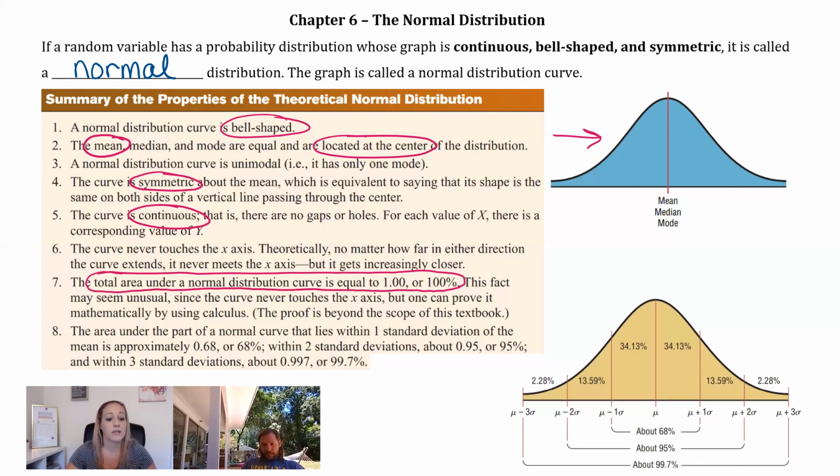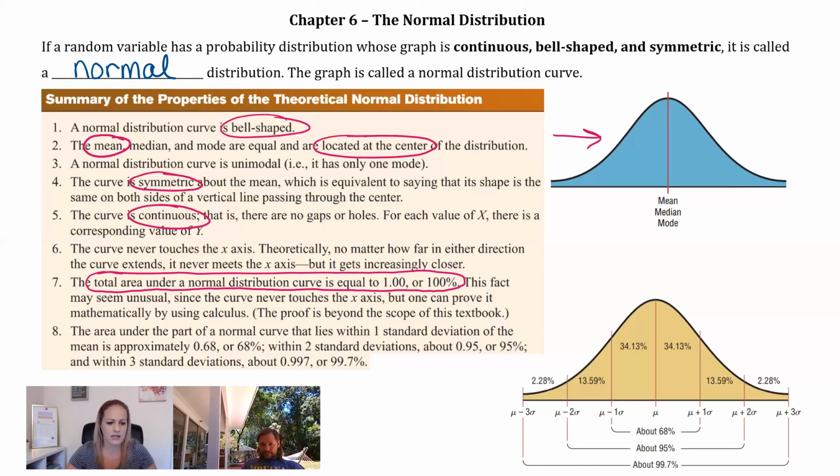The curve never touches the x-axis. Even though it might seem like on the ends here that the curve is getting closer and closer to the x-axis, and it looks like it might cross at some point if you go out far enough, it never actually will. It just gets increasingly close to it, but it will never actually touch it or cross it. The total area underneath the normal distribution curve is equal to 1, or if you're working with percents, it would be 100%.